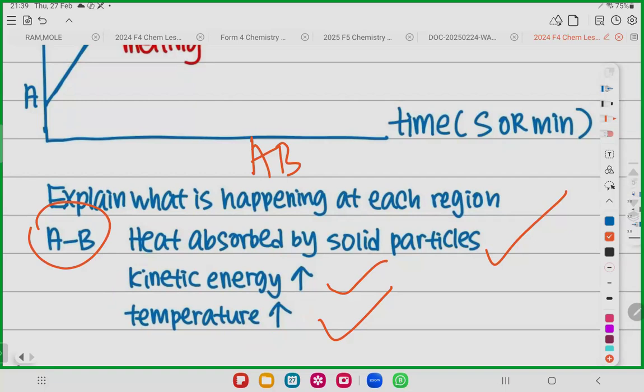So can you imagine, everyone? Imagine what is going on. When you heat the substance, the heat goes inside the particle and the particle gets more and more energy. When the particle gets more and more energy, the temperature will increase as well. So this is what happened from the region of A to B. Okay, all right, done.